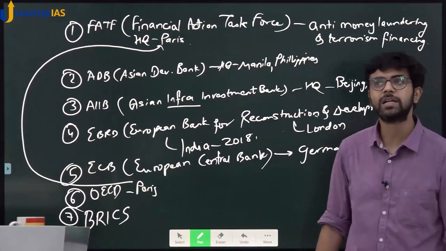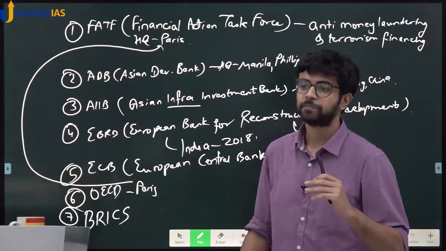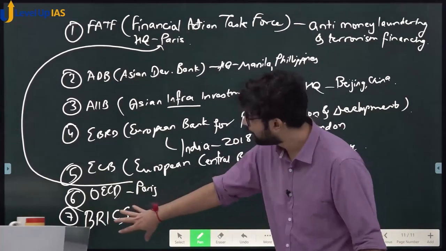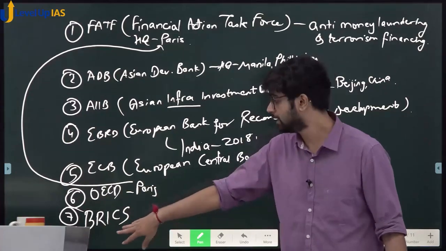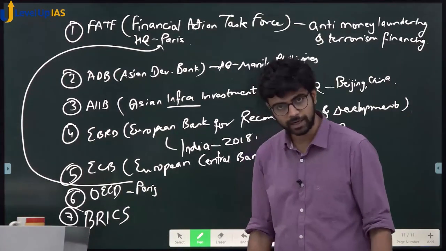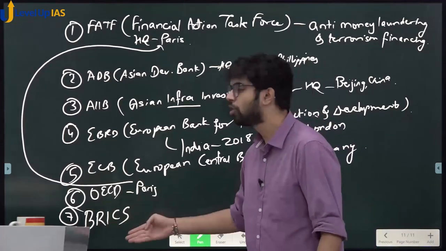Or why these five countries? Because these five countries are same in their economic trajectory. Similar level of development hai all these countries. If you think that Russia and South Africa are more developed than India, then you are wrong. There is a lot of underdevelopment there also. So we are more or less comparable.